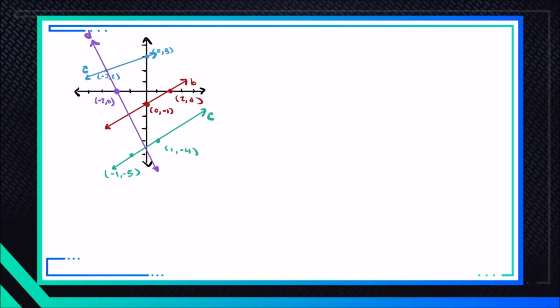I want to find if any of these lines are parallel or perpendicular to one another. Visually, it looks like A, B, and C could all be parallel to one another, and it looks like line D might be perpendicular to all three of these lines. But we don't know that unless we look at the slope of each line. So our step is going to be to find the slope of each line.